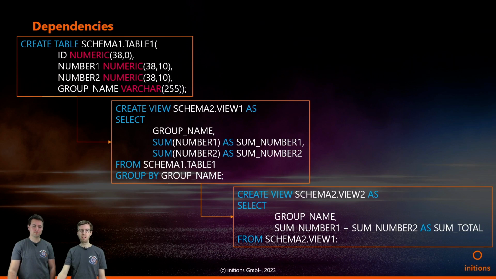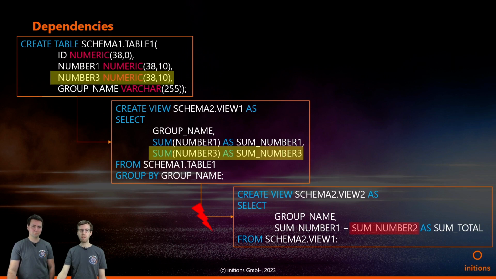Sure, let's take a look. Here we have an example with one table and two views. The first view references the table, and the second view references the first view. Now let's say we need to rename the column number 2 in the table. When we rename the column there, of course we also need to rename the column in view 1. As a result of that, we also need to rename the column in view 2.